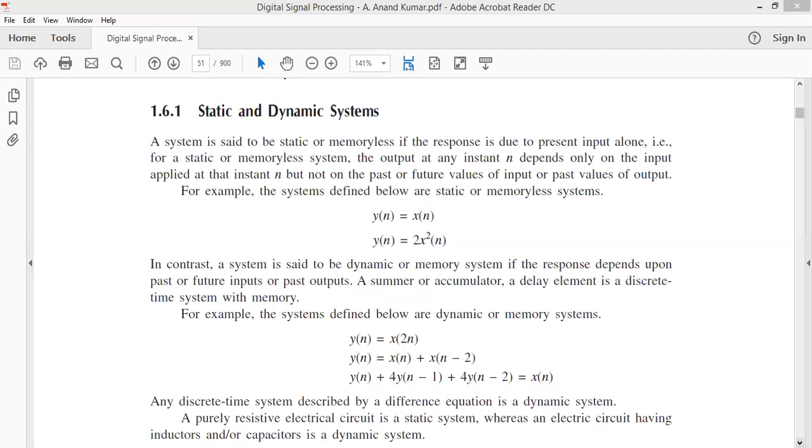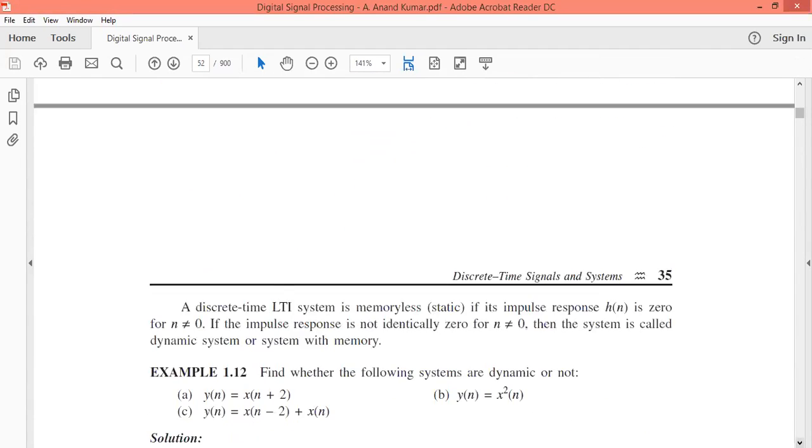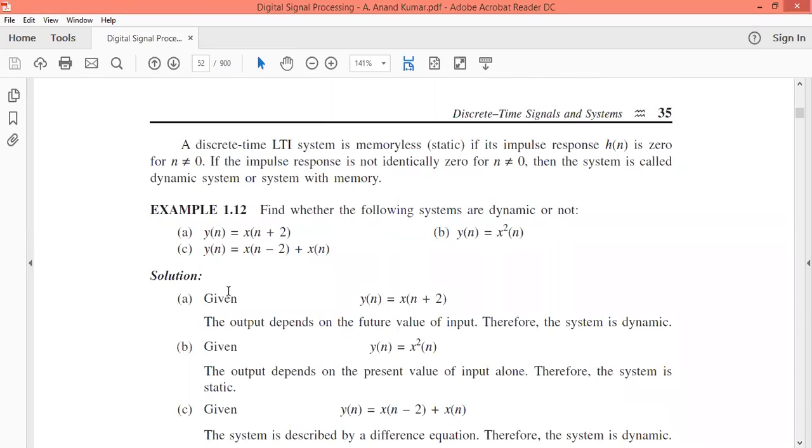So like that we will be finding whether the system is a memory system or not by substituting n equal to 0, or n equal to 1 and n equal to minus 1. You have to substitute positive and negative values. At least one positive and one negative value you have to substitute. Then only is it easy to find out whether the system is a memory system or not.